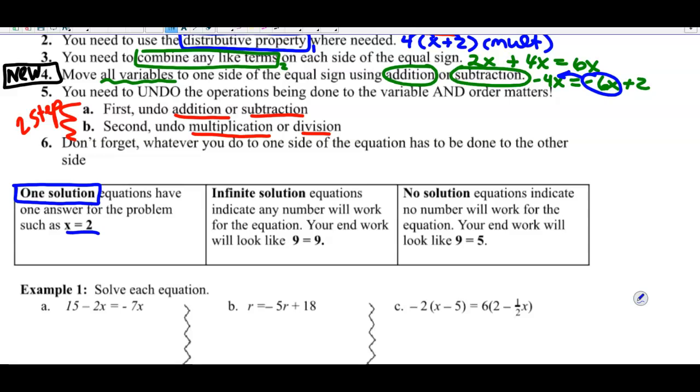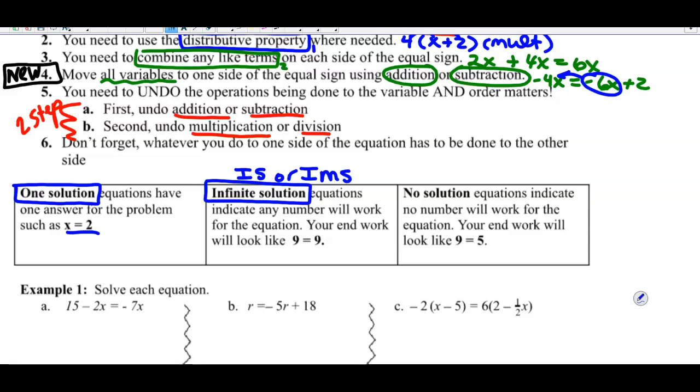The second type you will get is an infinite solution. Some people call it infinitely many, or infinite solutions, or infinitely many solutions. Infinite means it never ends. So what that means is your answer, when you solve everything, your variables are going to cancel out.